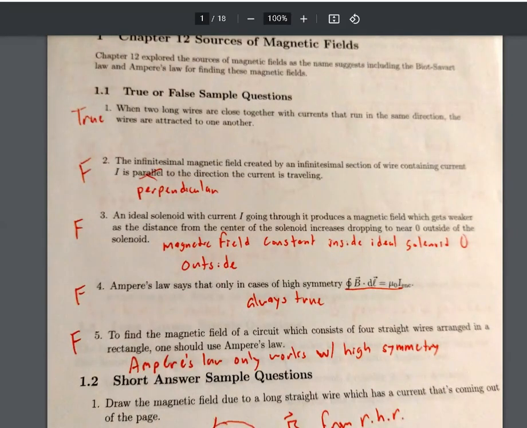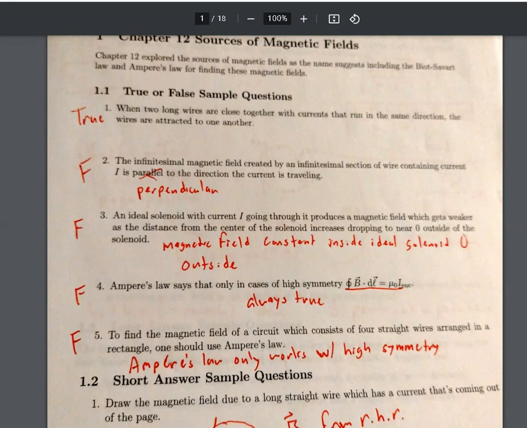If you look at the Biot-Savart law, then the infinitesimal magnetic field is mu naught over 4 pi I dl cross r hat. So that cross product means that it's perpendicular to both the direction of the current and the direction that points to where you want to know the magnetic field.